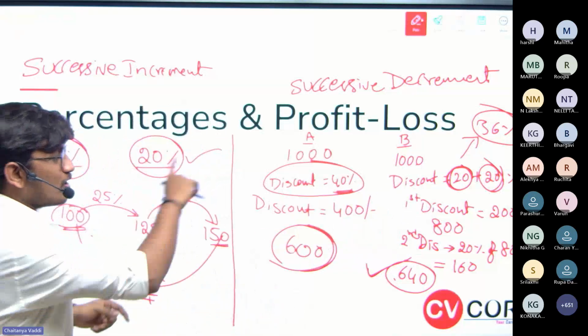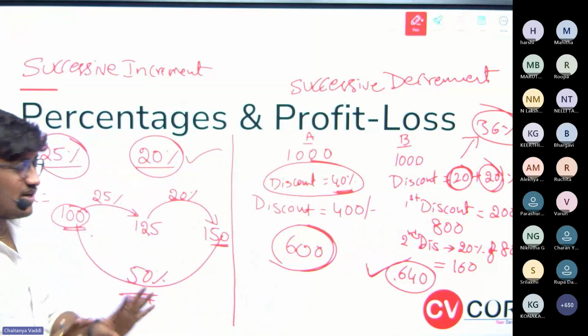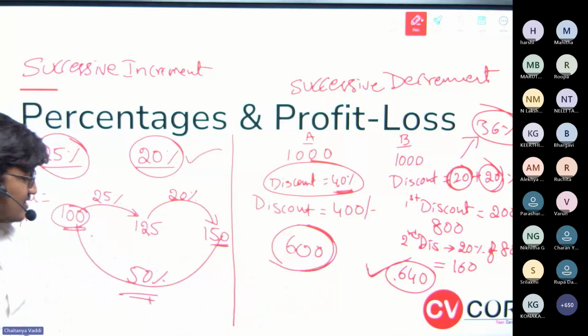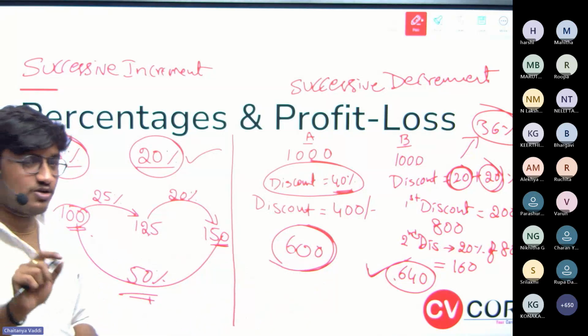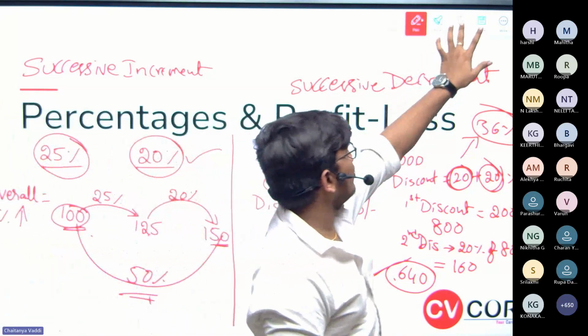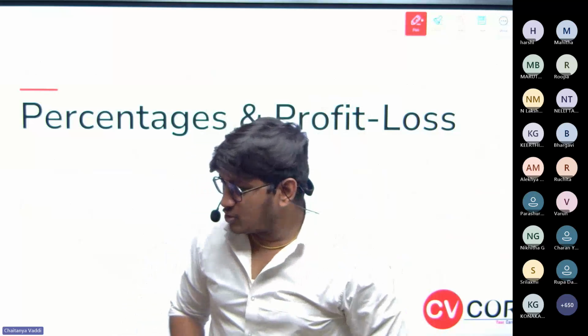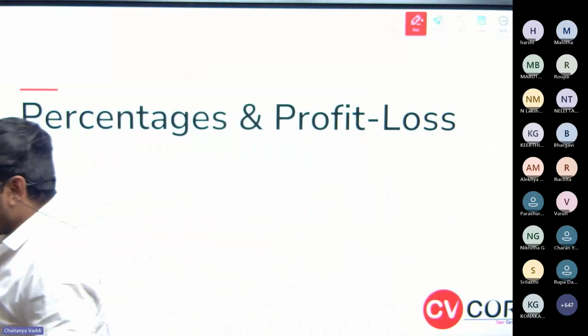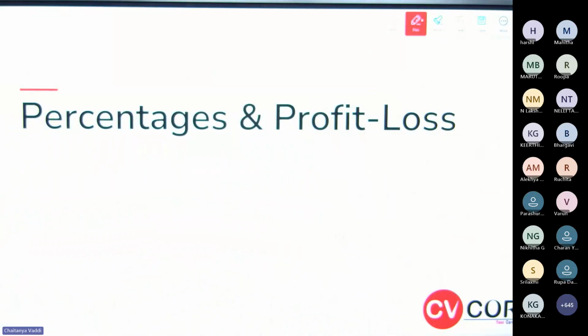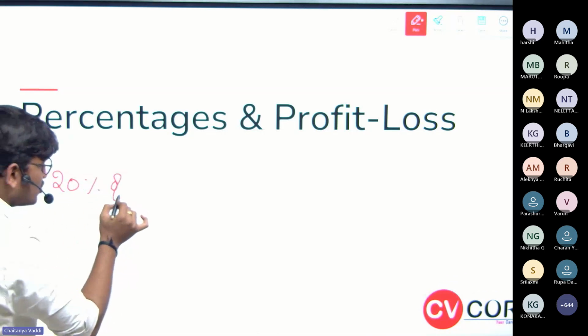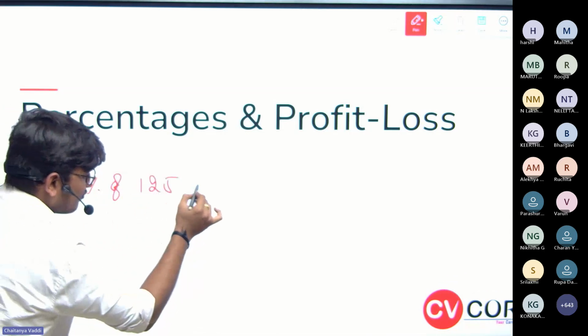Now my overall theme of these two examples is, I'm just erasing this and I will explain the direct shortcut for the two examples. I can already see a few students posted the formula in the chat box. Students are asking, sir, how did you get 20% of 125 is 150?